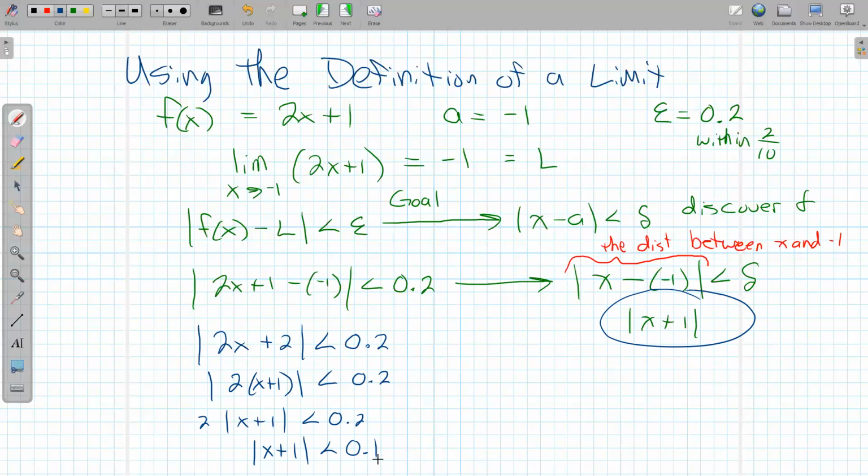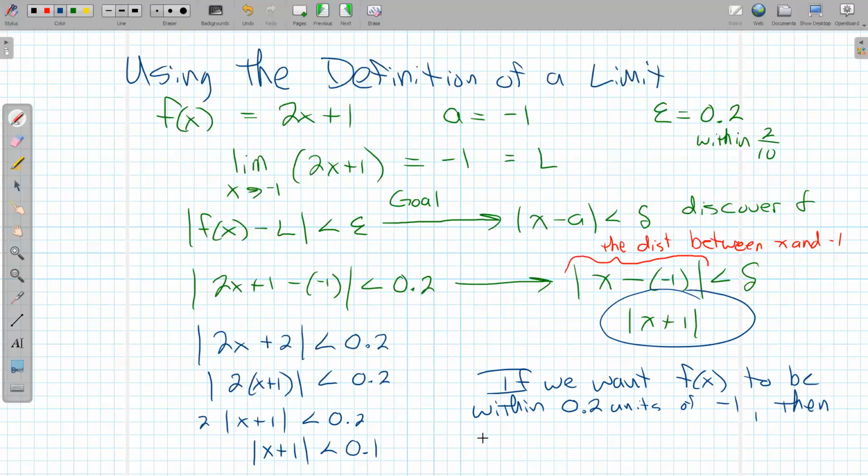And I want to take a look at the graph of this to see if this is reasonable. So it looks like, in words, if we want f of x to be within 0.2 units of -1, then x should be within 0.1 units of -1, and coincidentally, x is -1 when y is -1 here. And so let's take a look at that on a graph.